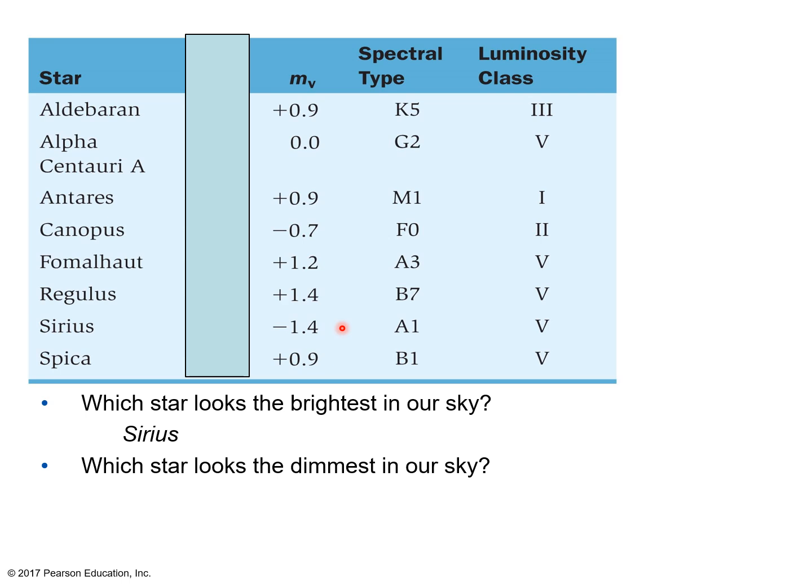The next question, which star looks the dimmest in our sky? We'll look at apparent magnitude, look for the largest number. I see a 1.4 positive. That looks like the largest number. That's going to be the dimmest star, Regulus.